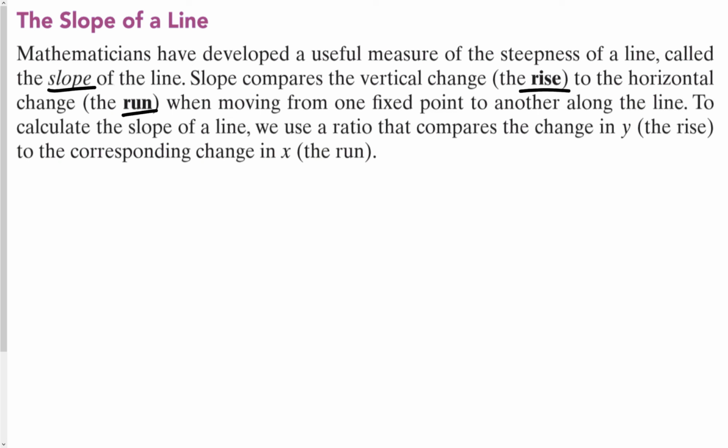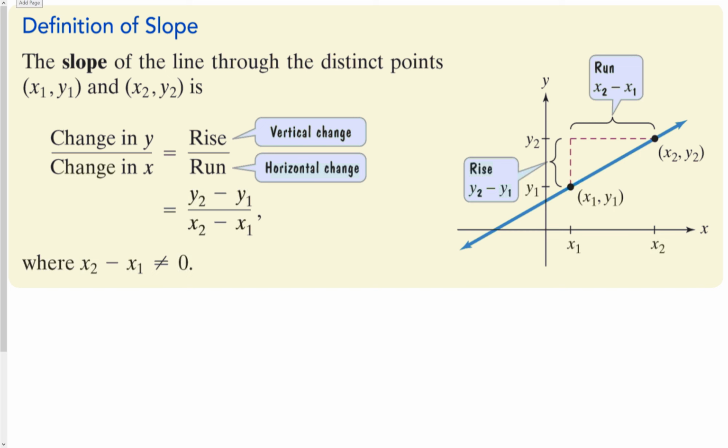So to calculate the slope, we're going to use a ratio that compares y to x, the change in y to the change in x. And here's my formula right here. So you can see as we go from this point to this point, right, as we move down this line, we're going to get higher and we're going to go right. Okay, so that's the change in y, we're getting higher, over the change in x, we're moving more to the right as we go from left to right on this graph.